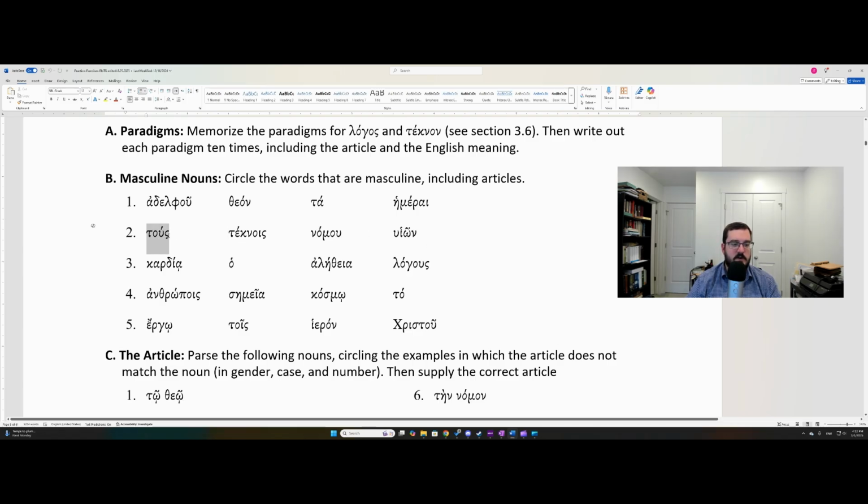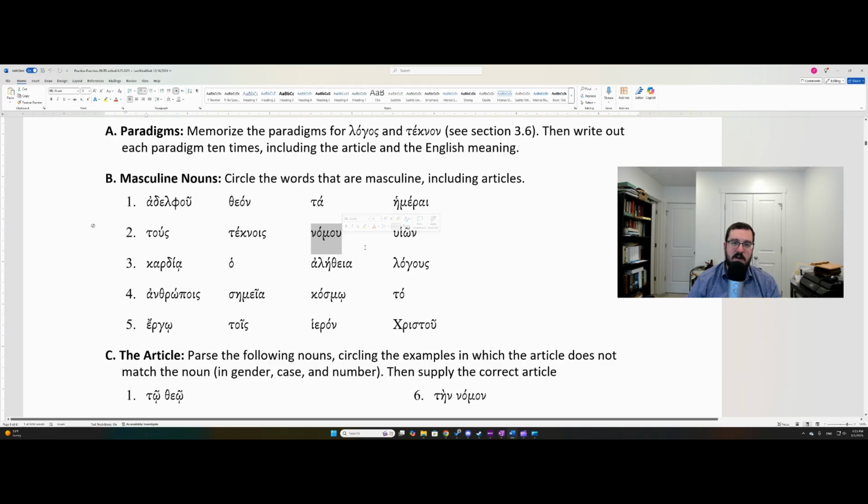And we'll start with the definite article here, tous. We know what this is, right? This is the accusative plural, not in both, just in the masculine. We know that this is masculine, not neuter. And it actually really helps us because we have ta right here. We have the neuter plural right here. And so we know that this is the masculine plural. And then namu, we know comes from namas, and ho namas.